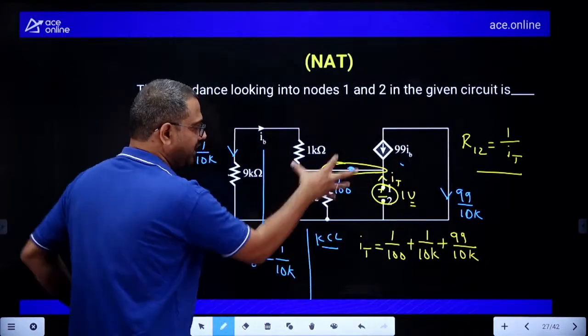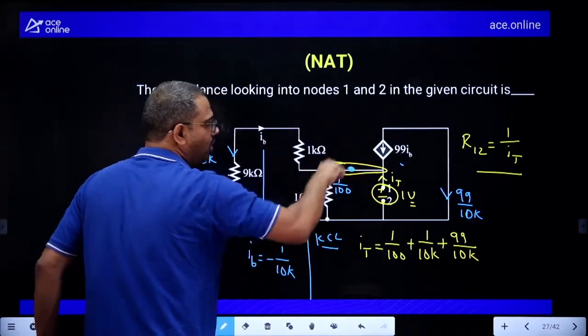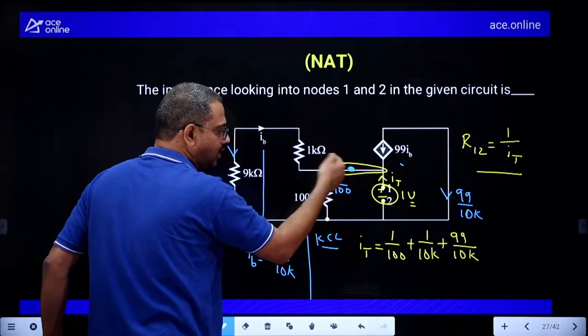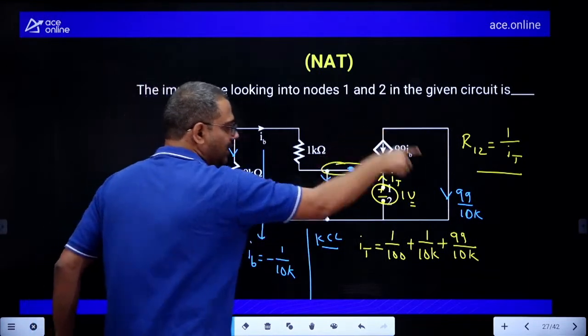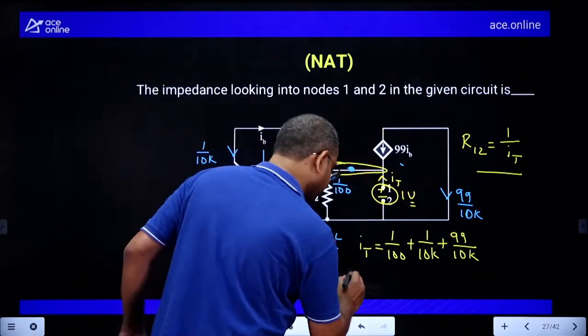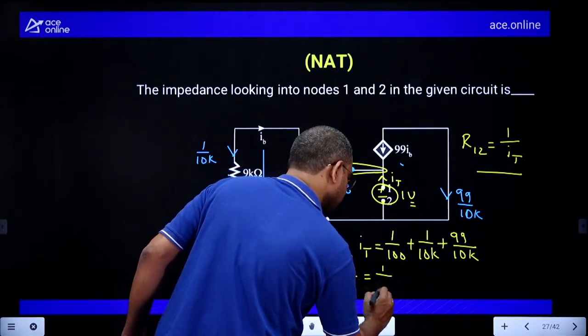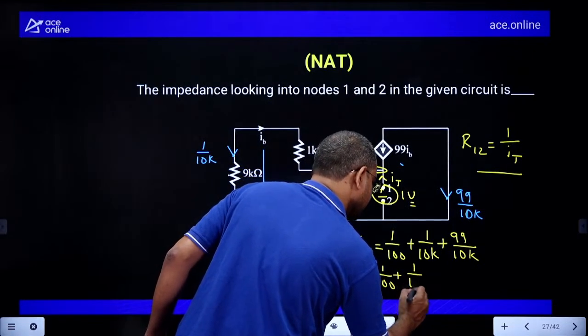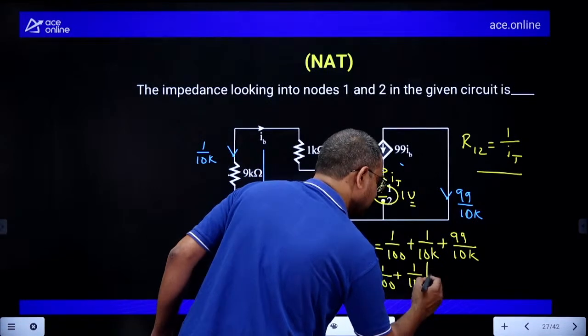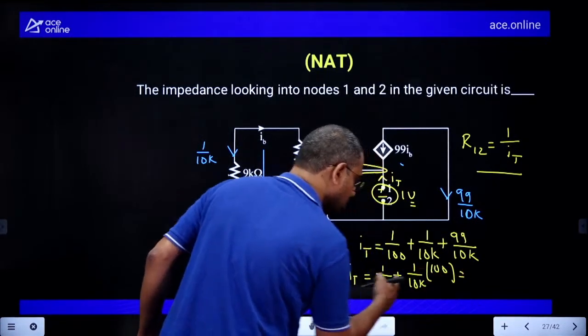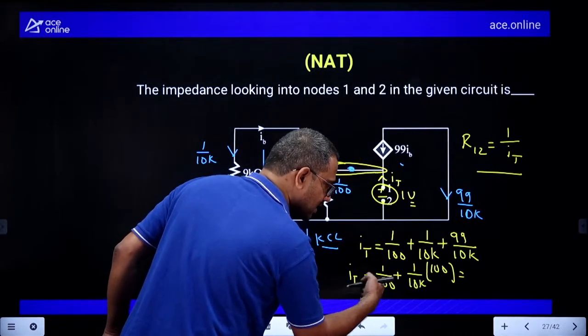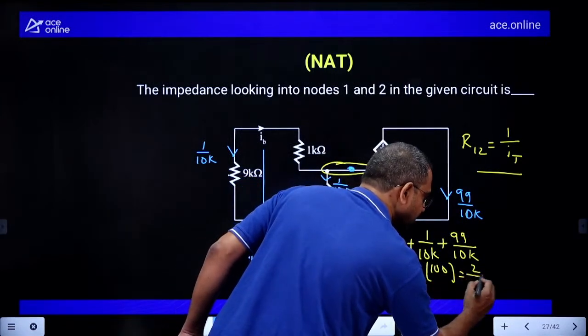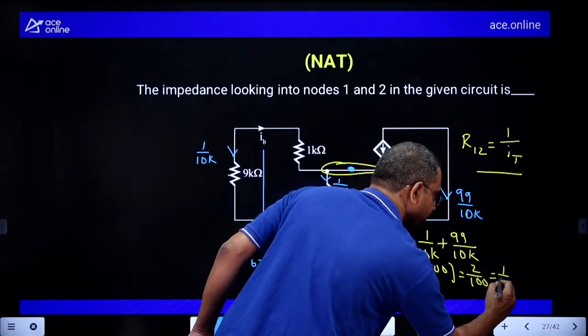Okay, so if I write a KCL, incoming is equal to outgoing. Incoming I total, outgoing 1 by 100, 1 by 10K, 99 by 10K. Now if I simplify, I total is 1 by 100 plus, taking 1 by 10K common, 1 plus 99, which is 100. So 100 by 10K is another 1 by 100. 1 by 100 plus 1 by 100 is 2 by 100, which is nothing but 1 by 50.